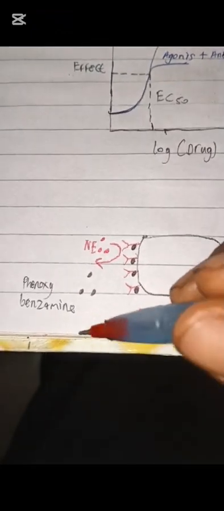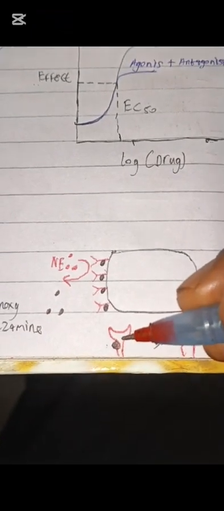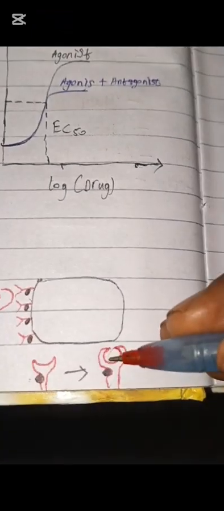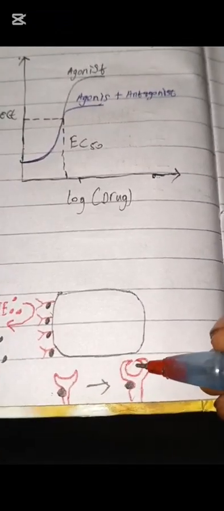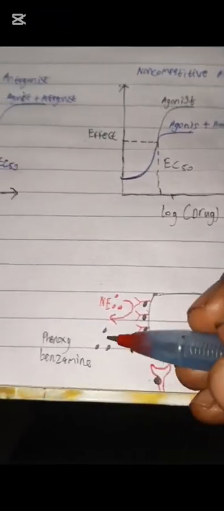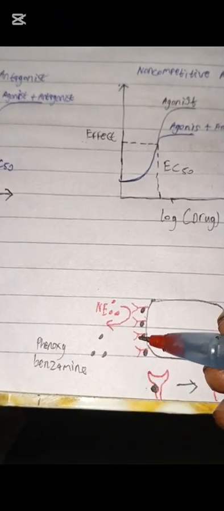So let's zoom in a bit. This is the receptor. Phenoxybenzamine binds to the allosteric site. It causes a change in the structure of this receptor. Let's say it makes it like this. An epinephrine that could enter here before can no longer enter this place, so it can't bind to the receptor.